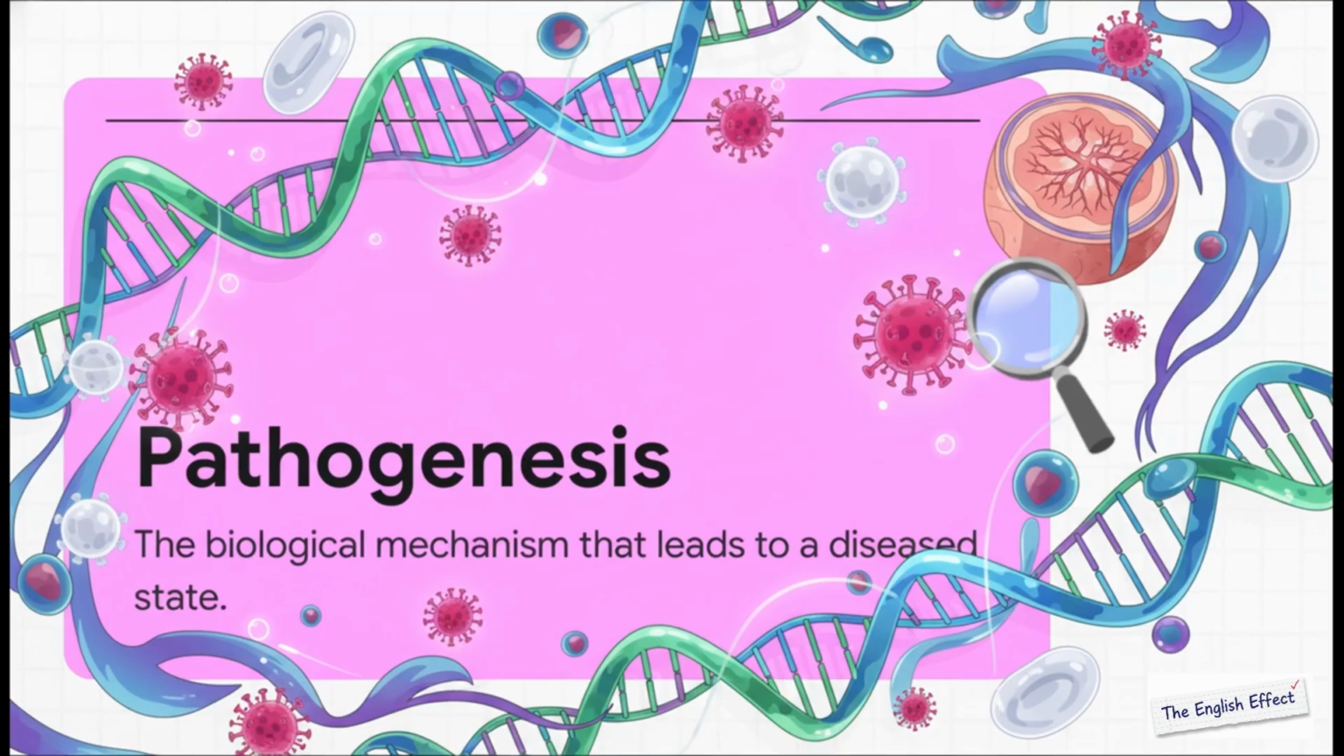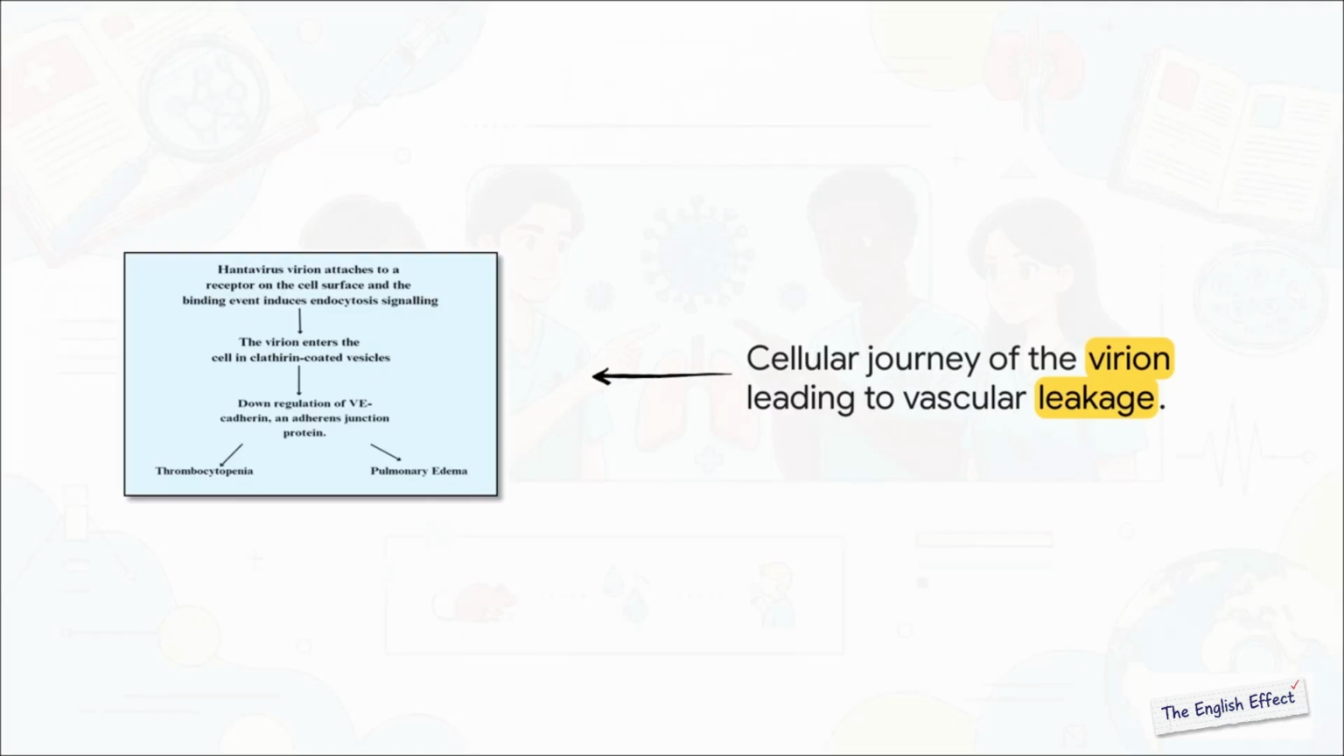You can use it when talking about the development of literally any disease, from a basic common cold to something as severe as hantavirus. So looking at the actual pathogenesis of the hantavirus. Once inhaled, the virus binds to specific receptors right on the surface of our cells. It sneaks into the cell inside these tiny vesicles, and then it starts to replicate.